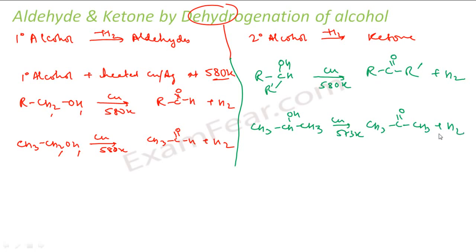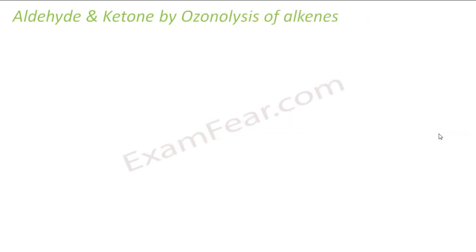Either you can use this copper and do a dehydrogenation, or you can use an oxidizing agent to convert alcohol to aldehydes and ketones, right? Any of these methods can be used to convert alcohols to aldehydes and ketones. The next is ozonolysis of alkenes. Please note, here we do ozonolysis of alkenes, not even alkanes, it's alkenes.